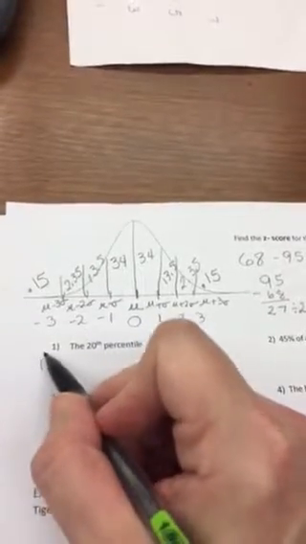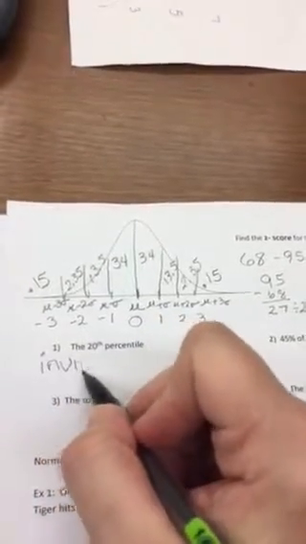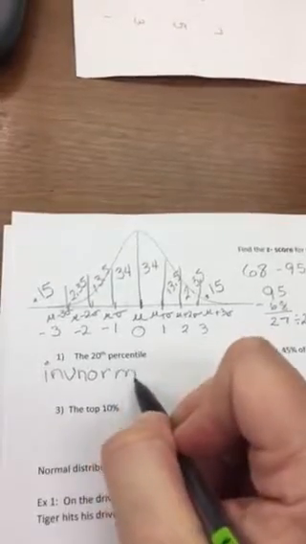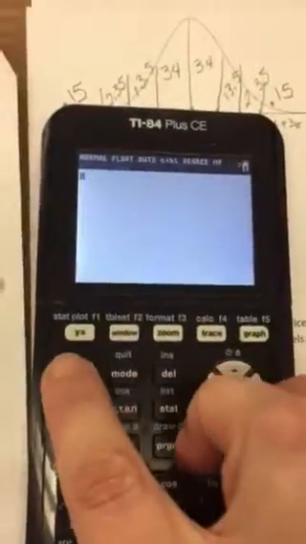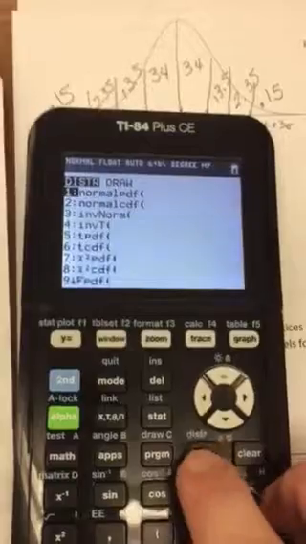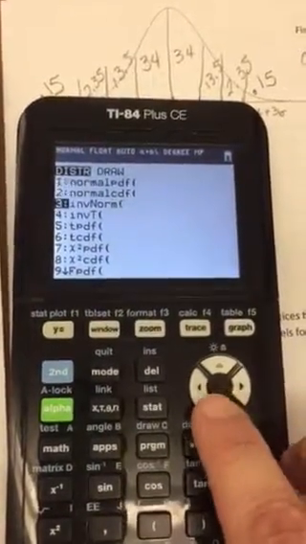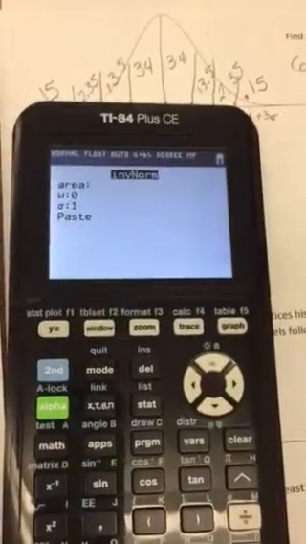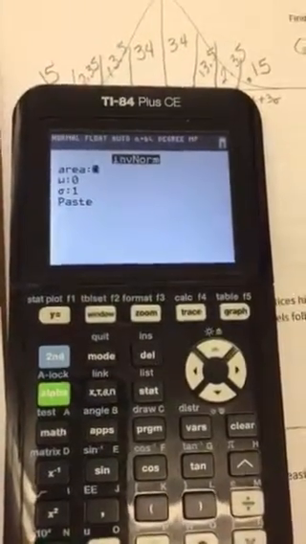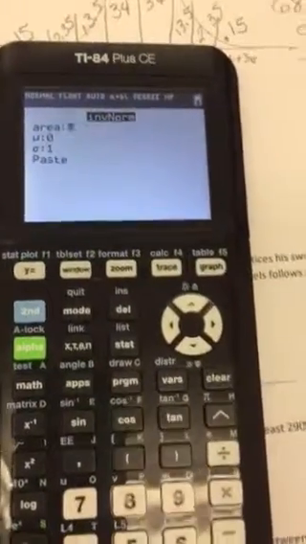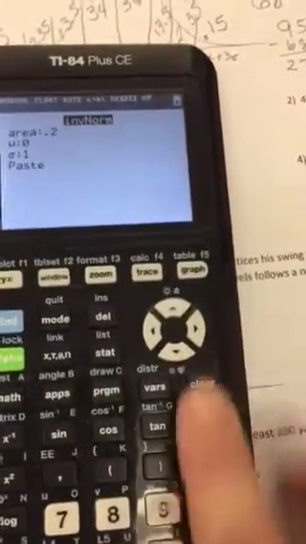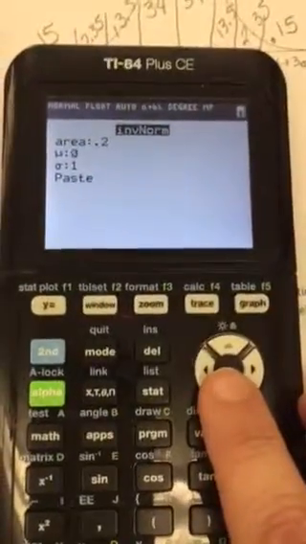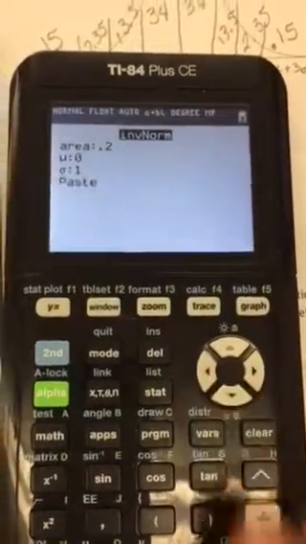We're going to use the feature on our calculator called inverse norm, and I'll show you where that's located on the TI-84. We're going to go second, vars, to get to the distribution option. And here is our inverse norm feature. Your calculator always wants that area as the area to the left. Well, that's going to be our 20%, so 0.2. And we want the z-score, so that means the mu is 0 and the sigma is 1.